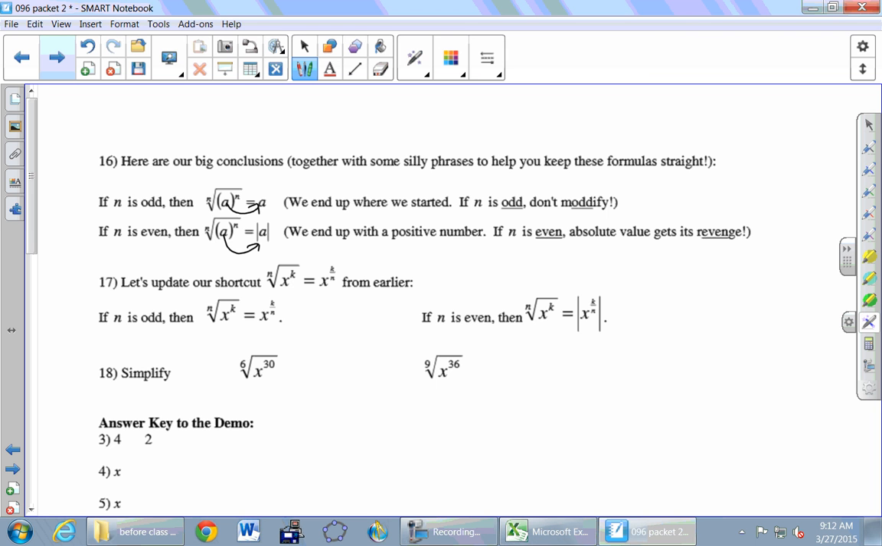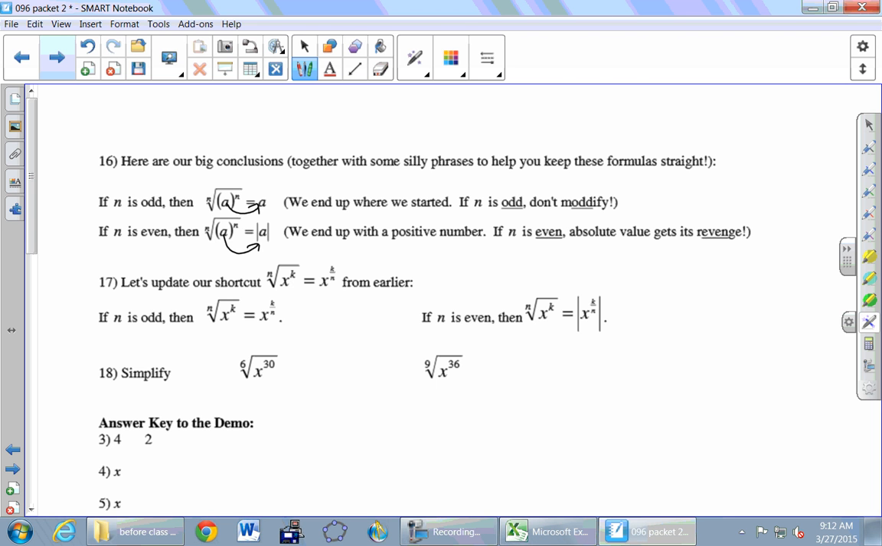Okay, don't know how useful they are, but this was my way of maybe helping us try to remember. So if n is odd, you don't modify. Okay, that's not how you spell modify, but that's all right. So don't modify, meaning don't do anything special. Don't change it, just copy the thing that's inside. But if n is even, then absolute value gets its revenge. Even is inside of the word revenge. Like I said, I don't know how useful it will be, but maybe that will be enough for us to remember how to tackle these. Yes, if it's even, you put in the absolute value. So value takes its revenge.